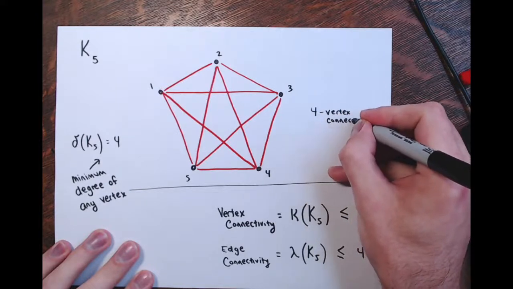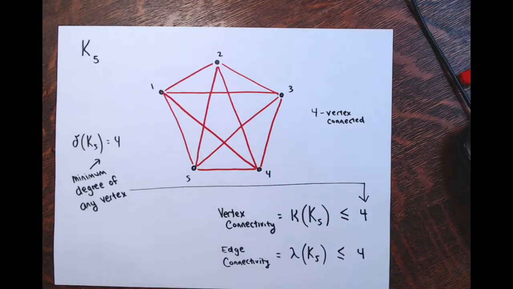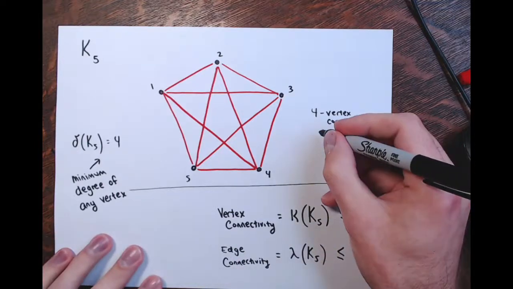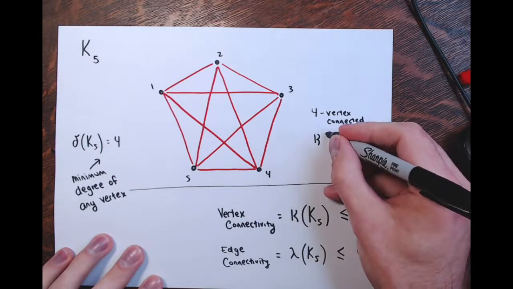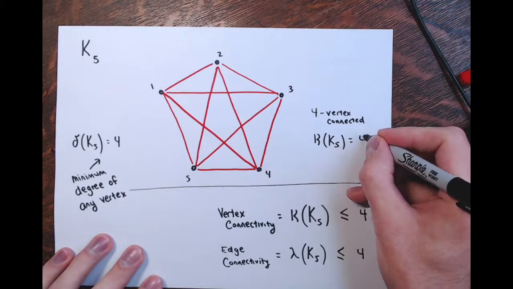This is 4 vertex connected. I can remove any 3 of these and be left over with a connected graph. It's still a connected graph. So the vertex connectivity, this kappa of K5, is 4.